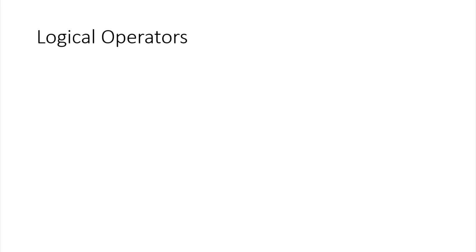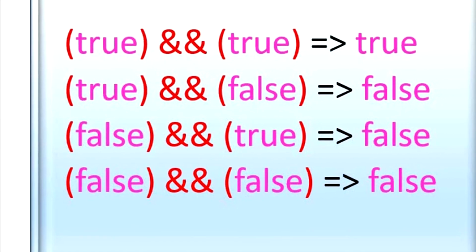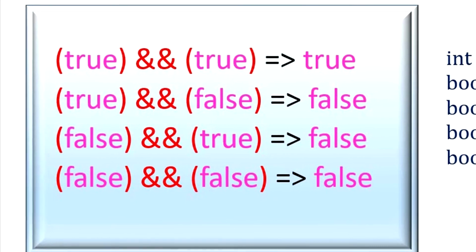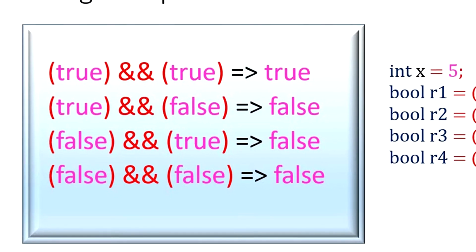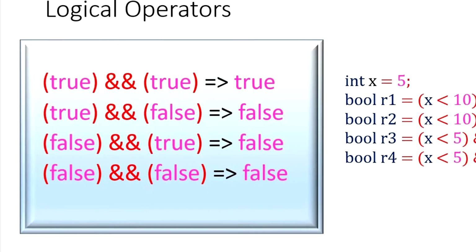Logical operators are used to combine two or more conditions. In C++, logical AND operators are two ampersand signs. They are used to check if the two operands are both true. So, if both the operands are true, the AND operation returns a true. If either or both the operands are false, the AND operation will return a false.